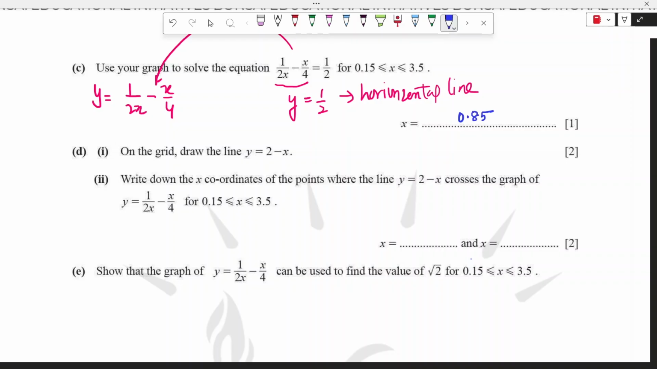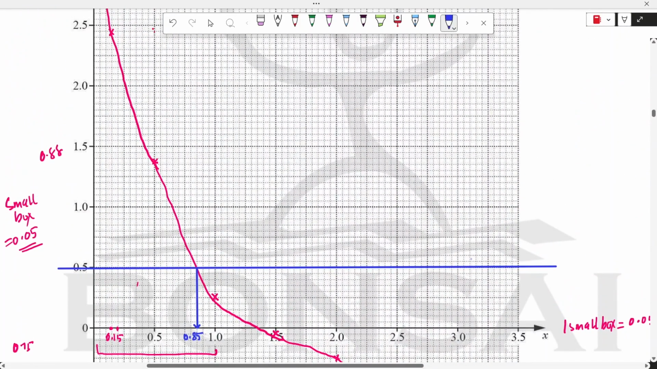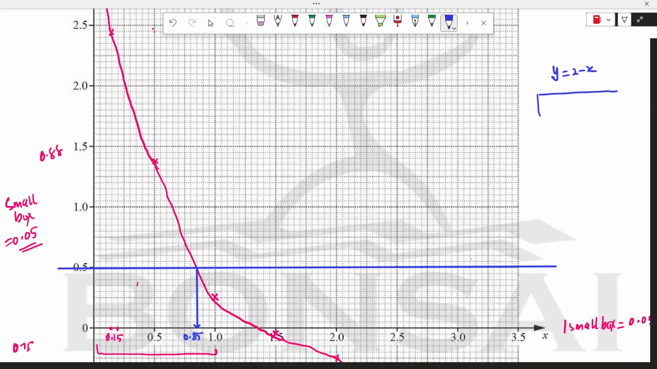And on the grid, draw a line y equals minus 2x. Write down the x coordinates of the points where the line crosses the graph. Okay, so y equals 2 minus x. So we have the equation y equals 2 minus x. We have to put 3 different values for x and y. Okay, so let us see x and y.